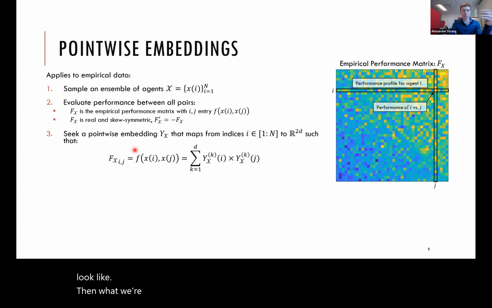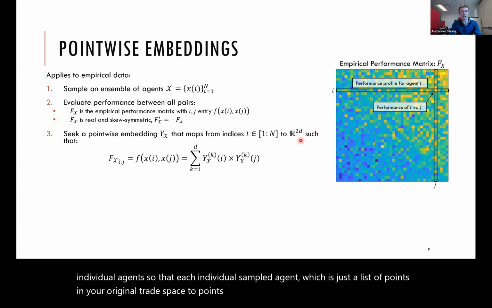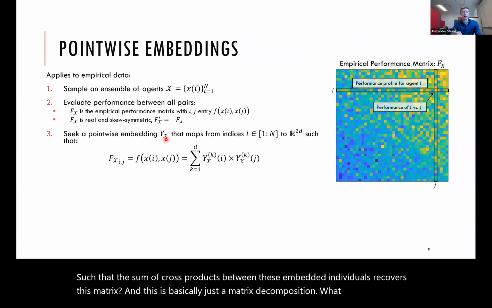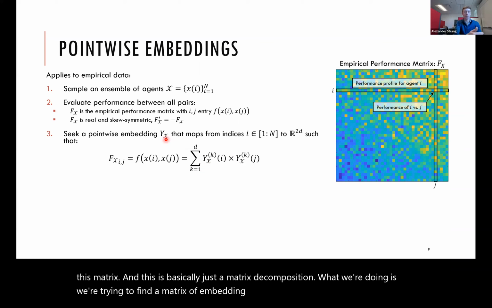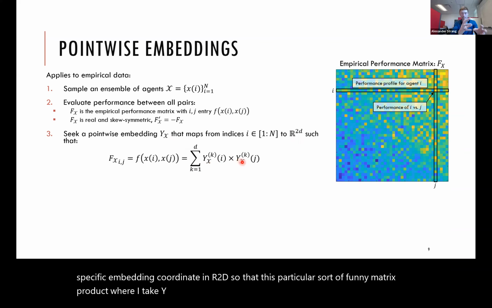Then what we're looking for from the pointwise perspective is a mapping of the individual agents, so that each sampled agent, which is just a list of points in your original trait space, goes to points in this sequence of planes, such that the sum of cross products between these embedded individuals recovers this matrix. And this is basically just a matrix decomposition. We're trying to find a matrix of embedding coordinates, Y, that assigns each agent a specific embedding coordinate in R^2D, so that this particular funny matrix product, where I take Y cross product Y in each 2x2 block and sum it up, recovers this skew symmetric matrix.